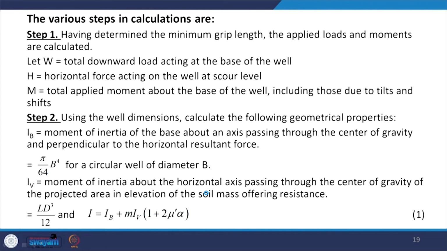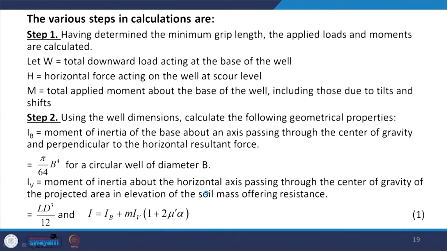Now, these are the steps in the calculations. The first step: having determined the minimum grip length, the applied loads and moments are calculated. So, what are the loads acting? Three loads are acting. One is the total downward load acting at the base of the valve. Second is H, the horizontal force acting on the valve at scour level.